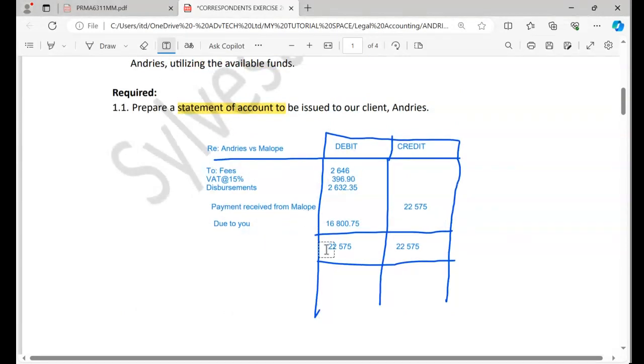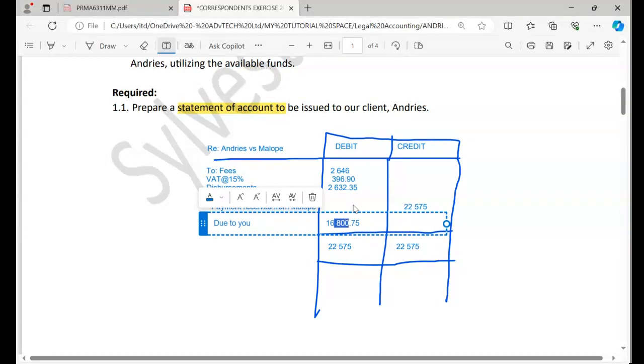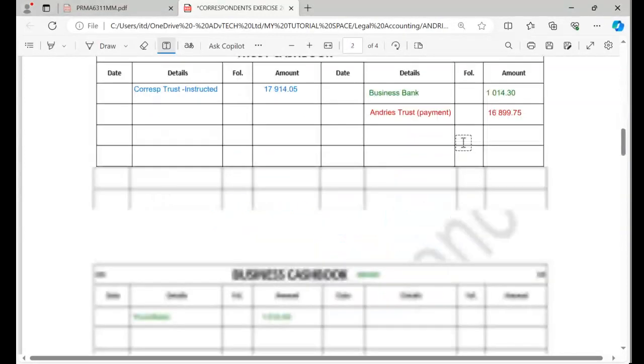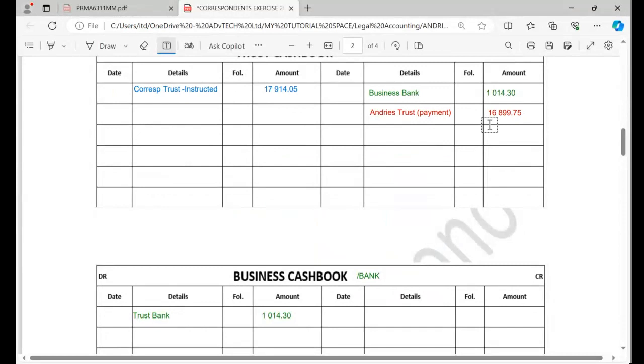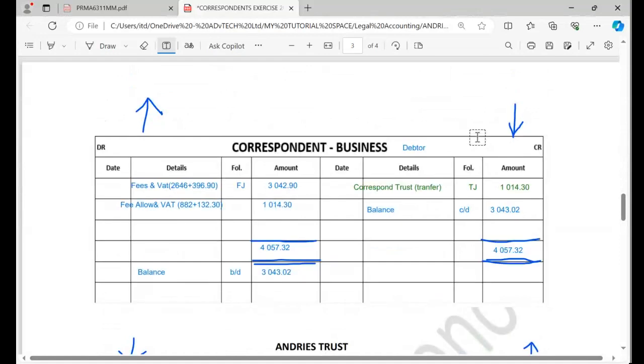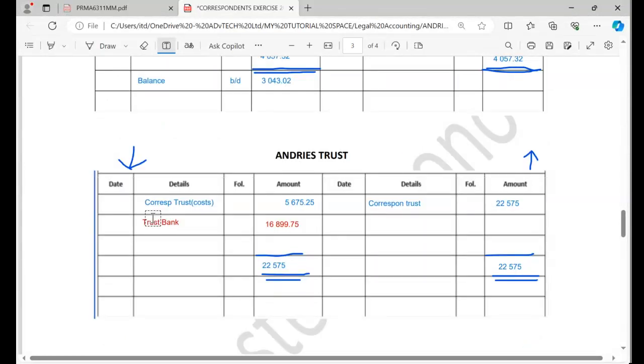So if you can check, 16,899.75, these figures are familiar. Even this amount due to you, if I go and show you, is what we paid Andres. Can you see now? This is what we paid Andres. If I go to Andres' account, you'll see. This is what we paid Andres. So the statement of account represents this account for Andres. Can you see this amount? It's just this one.